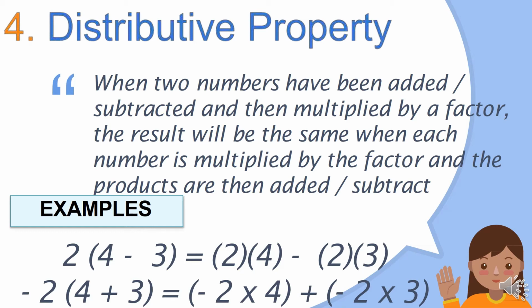Let's discover more. The difference of 4 and 3 is 1 multiplied by the factor 2. The product is 2. That is also the same with 2 times 4 is 8. 2 times 3 is 6. And 8 minus 6 is 2. They have the same value of answer.